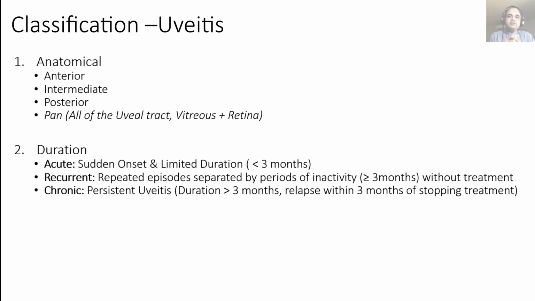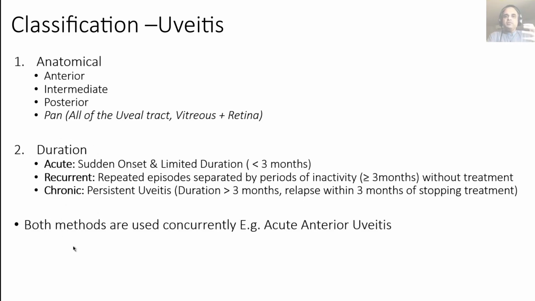So that's recurrent. A chronic is a persistent uveitis. A persistent uveitis is one whose duration is more than 3 months, and it relapses within 3 months of stopping treatment. So rather than becoming recurrent, in which you have greater than or equal to 3 months of no activity without treatment, here the disease comes back within 3 months of stopping treatment. So this is the way we classify it on duration, and you usually combine these two methods. So you call it an acute anterior uveitis or a chronic anterior uveitis.